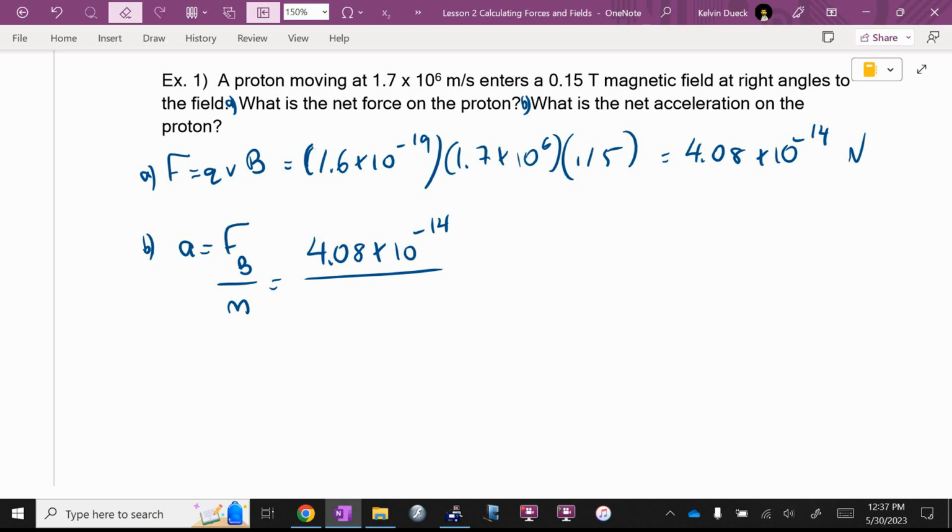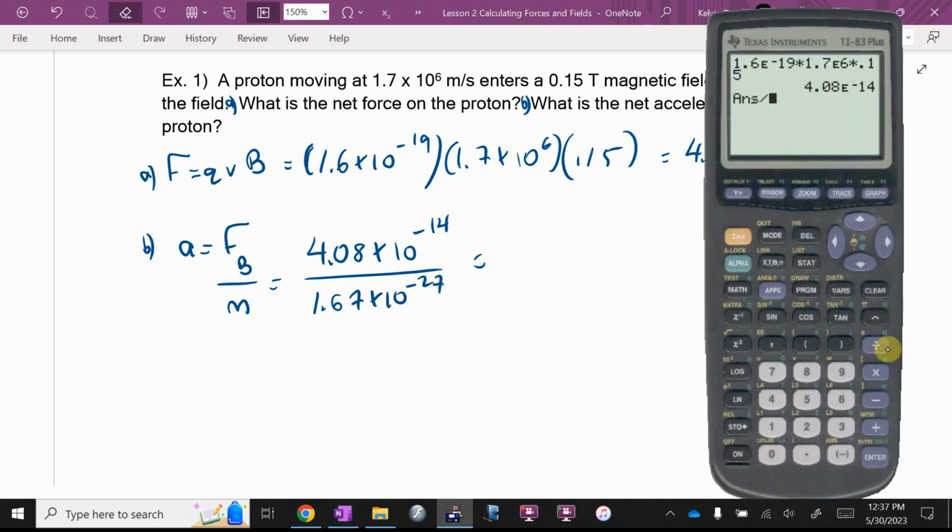Again, thank you for cluing in. It's on your sheet somewhere. Of course, all of us are just going to go answer button divided by 1.67, Mr. Dueck, times 10 to the negative 27. Big acceleration on a proton scale. This is a massive force. Is it 2.44 times 10 to the 13th? Yes.